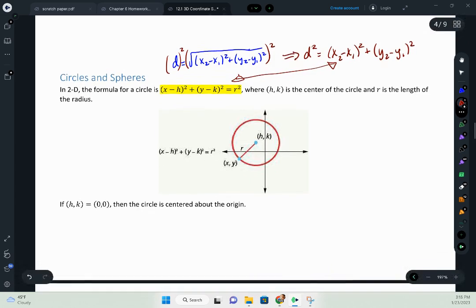Now, if h and k are 0, then the circle is centered about the origin. And so that would be like this sloppy little circle here having a center of 0, 0. And its equation would be x squared plus y squared is equal to r squared.